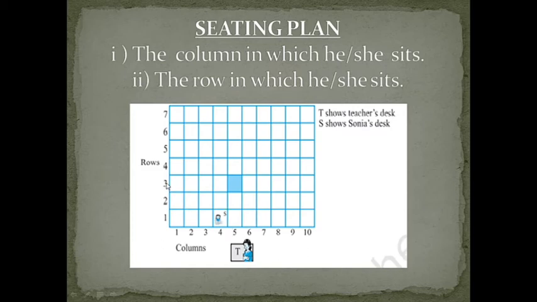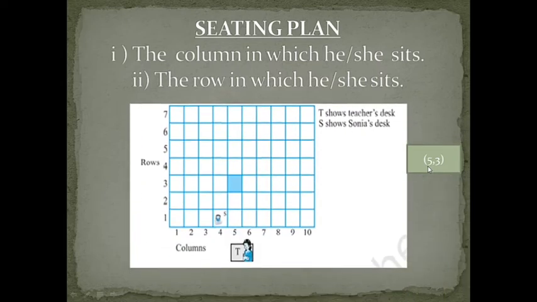Whenever we are locating a position, we have to write the coordinates of that. The coordinate of the column we have to write first, that is 5, and then we have to write the 3 as second. So this is how we write the coordinates of that box: 5, 3. In the next slide you will understand it properly.